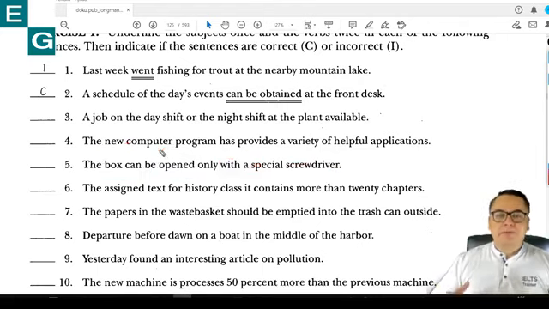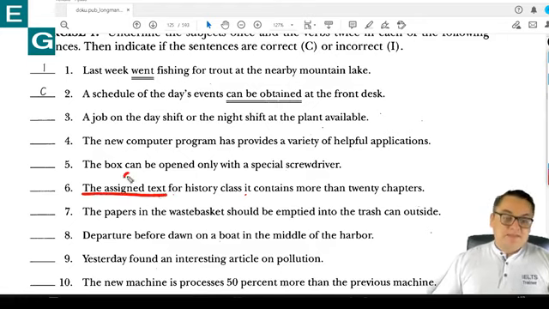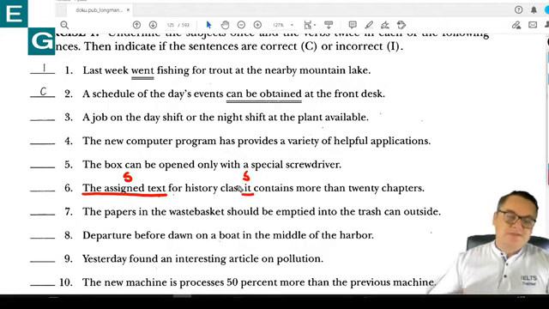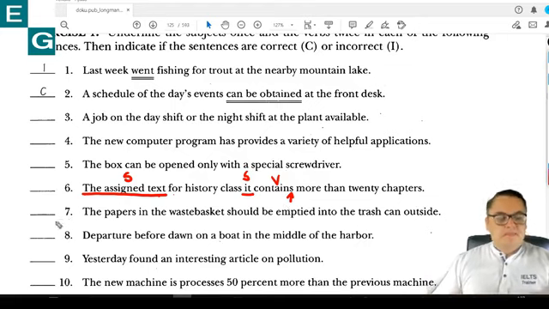Number 6. The assigned text for history class, it contains more than 20 chapters. Okay. The assigned text is the subject, but then I have another subject, it. I can't have 2 subjects in my sentence. So this is incorrect. Even though the verb is correct, it's a third person verb, but I have 2 subjects. I just need to have 1. The sentence is then incorrect.